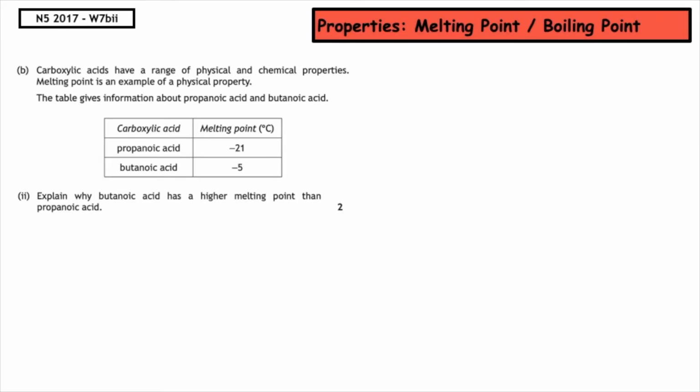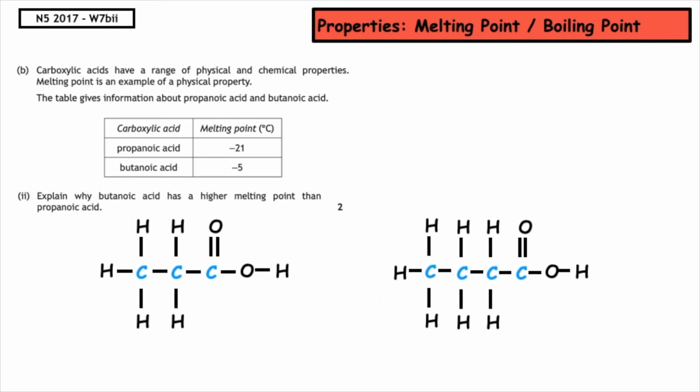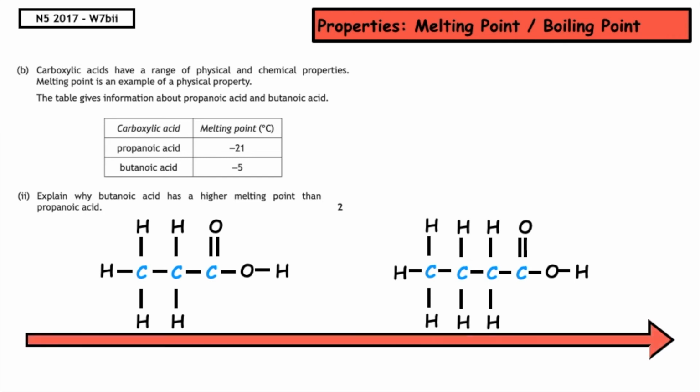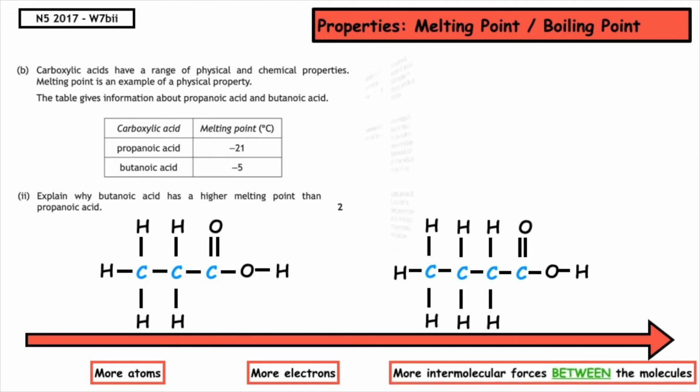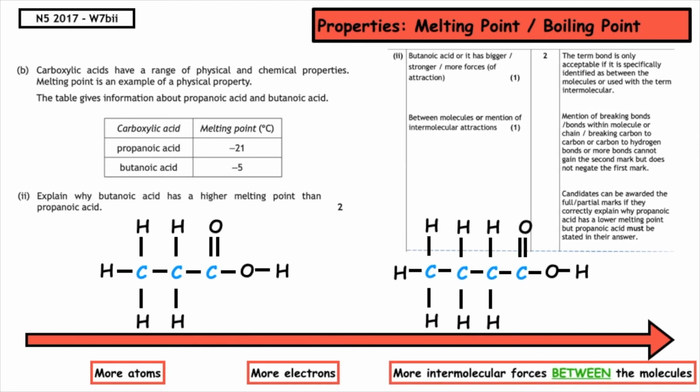This past paper question is from the National 5 2017 written 7B part 2. Explain why butanoic acid has a higher melting point than propanoic acid. Remember, when we're looking at this, we're looking at the number of atoms. Butanoic acid has more atoms, so therefore it's got more electrons, so therefore we'll have more intermolecular forces between the molecules, which have to be broken.